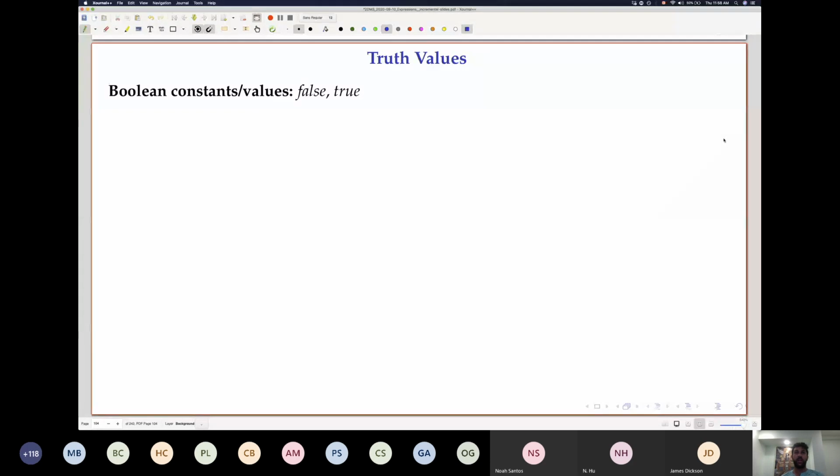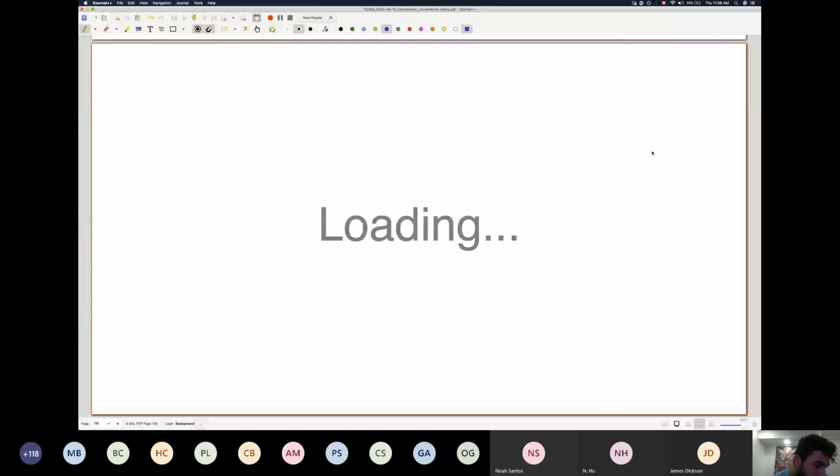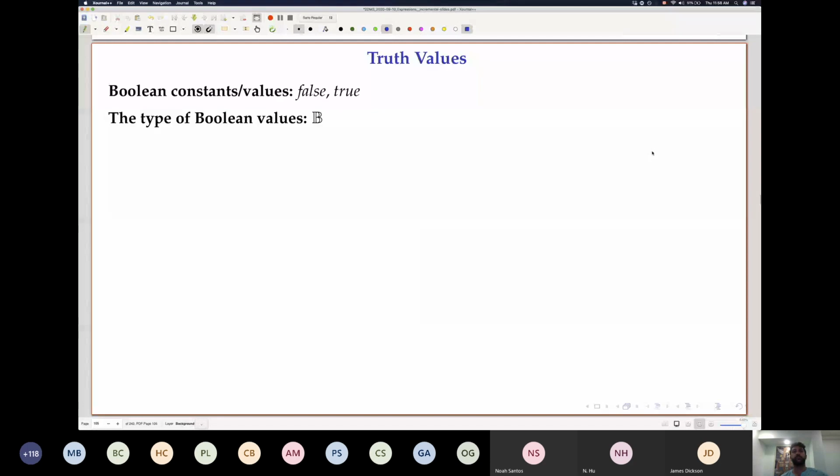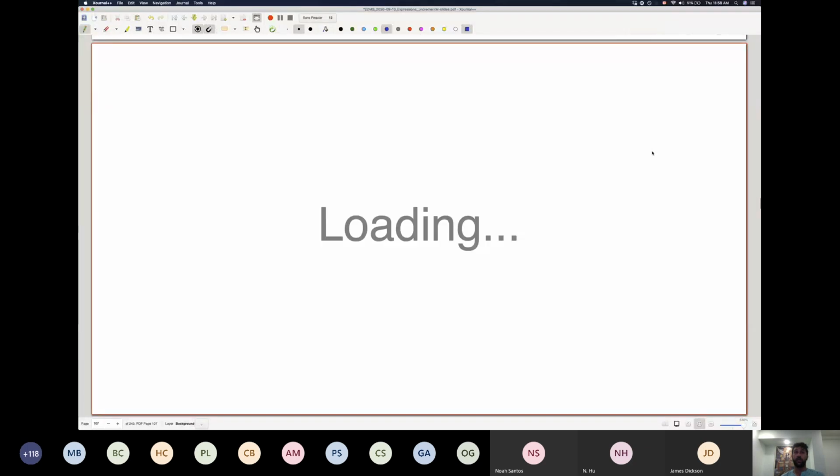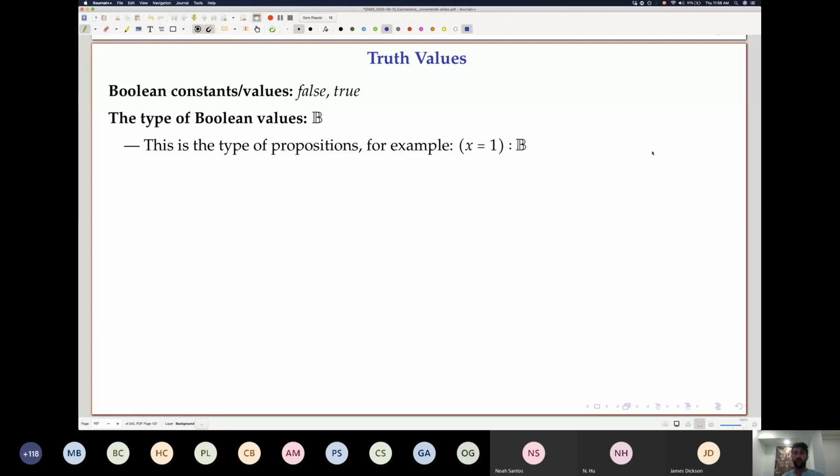In some other places, Booleans are referred to as 0 and 1, high and low, right? Up and down. I was just thinking that, sorry. We use a double stroke B to denote Booleans. In math, you've probably seen a double stroke N for the natural numbers, or a double stroke Z for the integers, or a double stroke R for the real numbers.